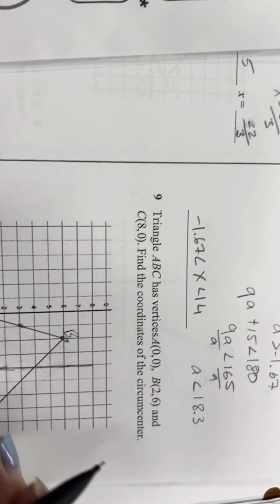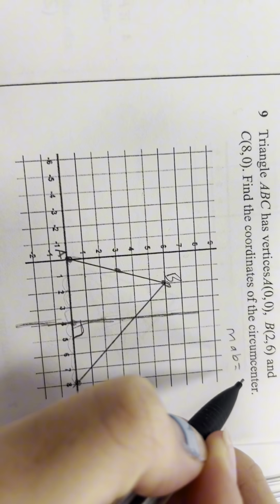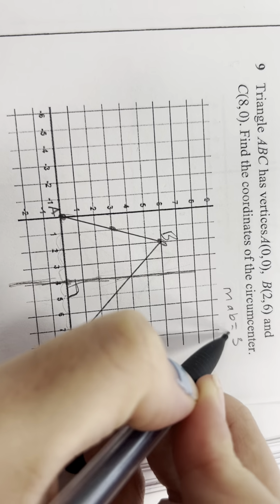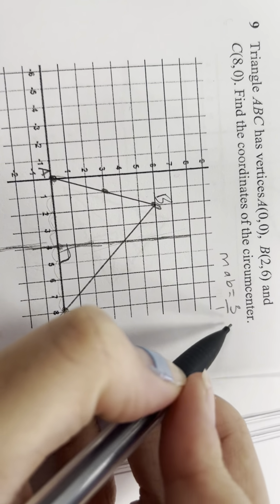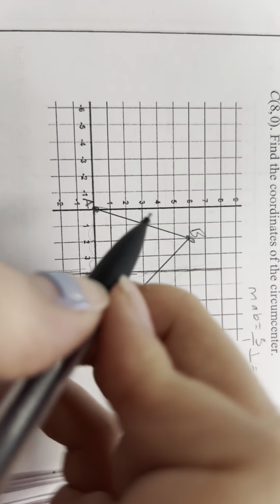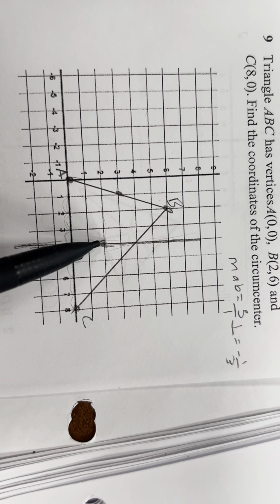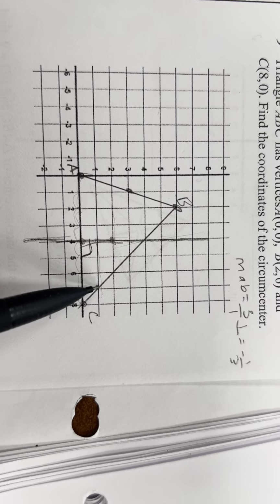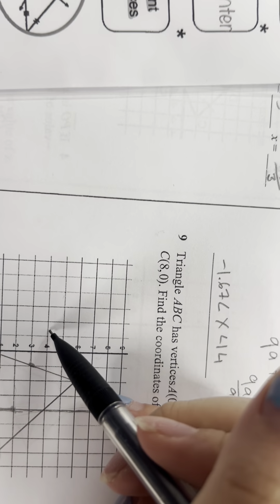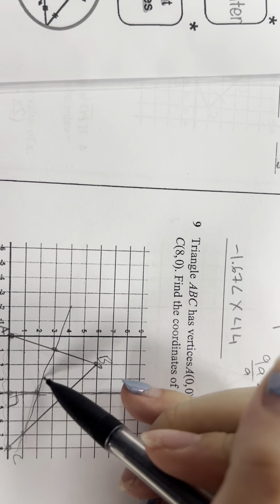So AB has a slope of rise 3 over 1, so 3 over 1. Perpendicular will be negative 1 over 3. From this midpoint, it goes down 1, over 3, down 1, over 3. So it will be like this. So the circumcenter will be right there.